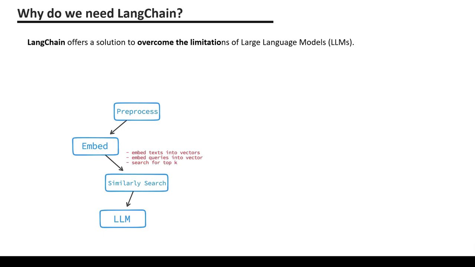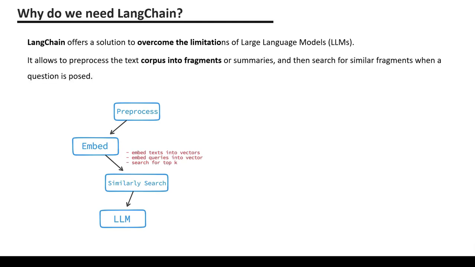To overcome these limitations of large language models, LangChain offers a highly useful approach. It takes a text corpus and processes it by breaking it down into fragments or summaries. Then, these fragments are incorporated into a vector space, and similar fragments are sought when a question is posed. Here is an example of how it works.